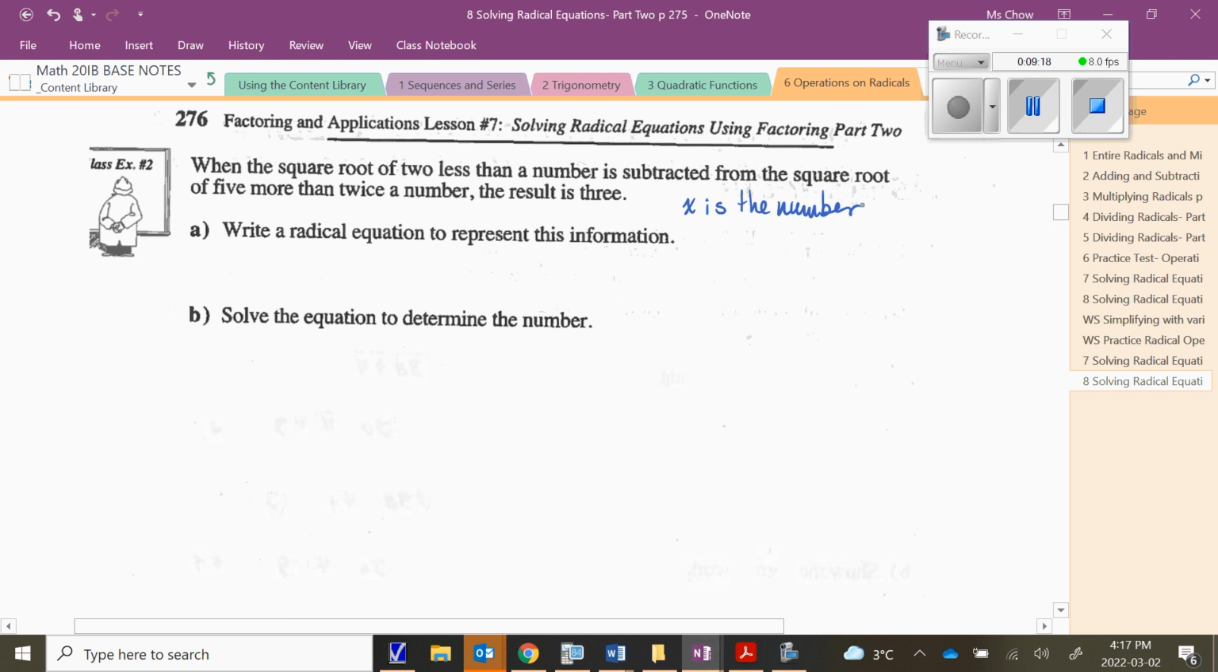So we've got the square root of 2 less than a number. So the square root of 2 less than a number, so x minus 2, that's going to be subtracted from, so minus that, the square root of 5 more than twice the number. So 5 more than twice the number is 2x plus 5. So the square root of 5 more than twice a number, subtract the square root of 2 less than a number. The answer is 3.